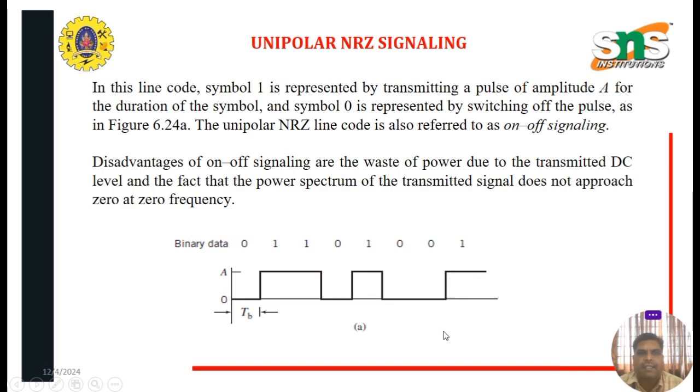The main disadvantage of this on-off signaling, or unipolar NRZ signaling, is that it wastes power due to the transmitted DC level, and the power spectrum of the transmitted signal does not approach 0 at 0 frequency. For example, even though 0 is not used in this NRZ signaling, space is still allocated for it. Because of this, unipolar NRZ signaling has much higher bandwidth compared to all the other upcoming methods.